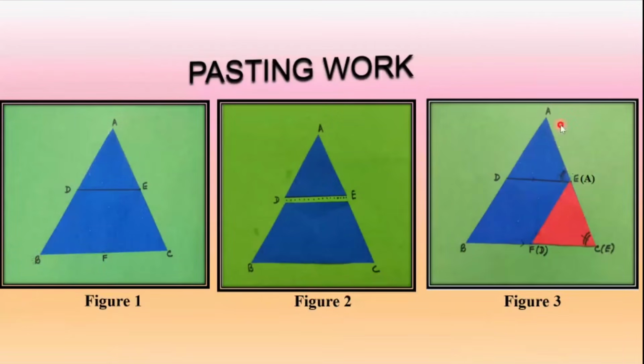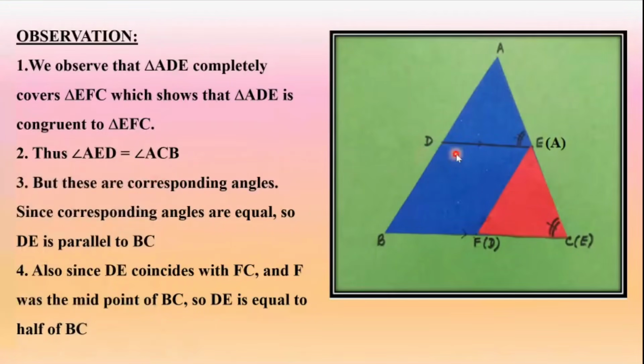Now see the third figure. I take up this triangle ADE, which was in a different color, and I paste it here such that DE coincides with FC. So let us see the observations. We observe that when I pasted triangle ADE over triangle EFC, it completely covers triangle EFC, which shows that triangle ADE is congruent to triangle EFC.